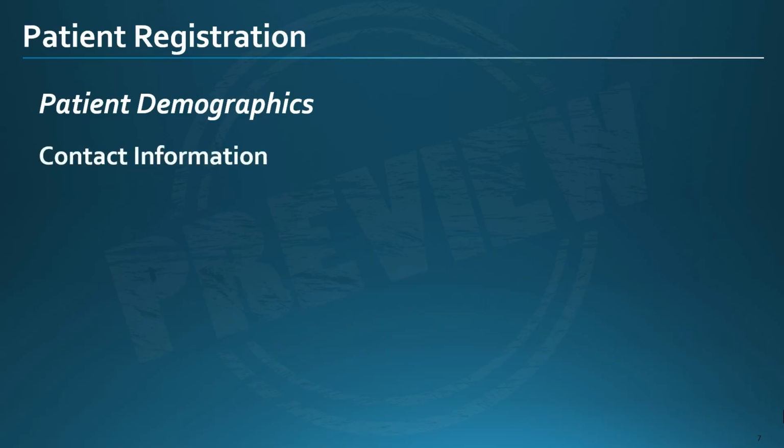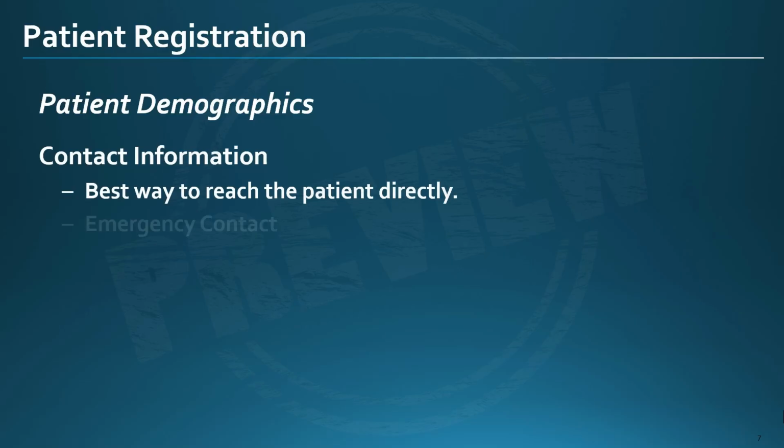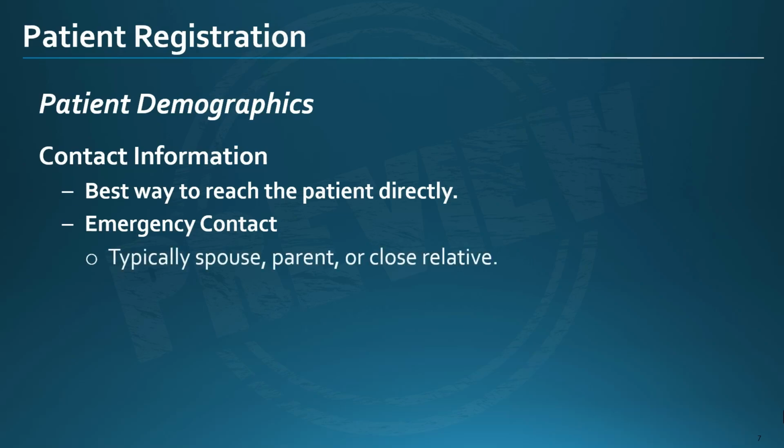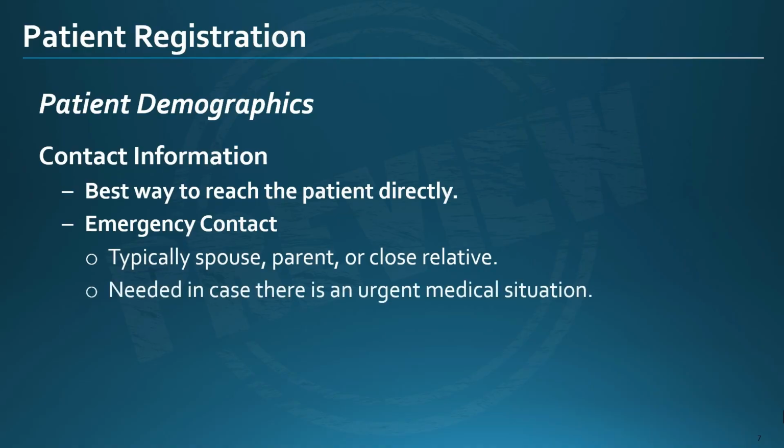Contact information. Obviously, we need to know the best way to reach the patients themselves. Many practices also ask patients to confirm an emergency contact. Typically, this is a spouse, parent, or close relative. This contact should be someone who can be reached in case of an urgent medical situation.